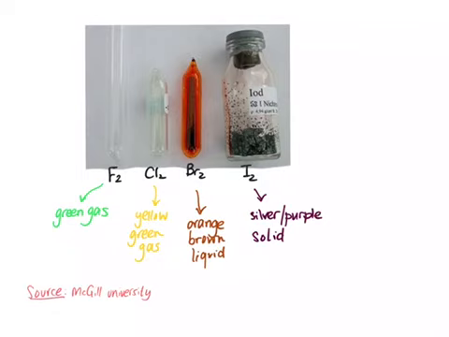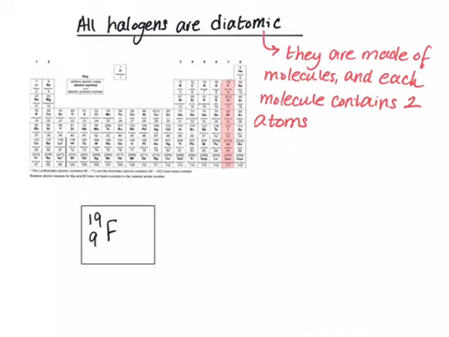So at room temperature, fluorine is a very pale green gas, chlorine is a yellow-green gas, bromine is an orange-brown liquid with a very low boiling point, and iodine is a silver-purple shiny solid. All the halogens are diatomic, which means that fluorine is present naturally as F2, chlorine is Cl2, iodine is I2, bromine is Br2.